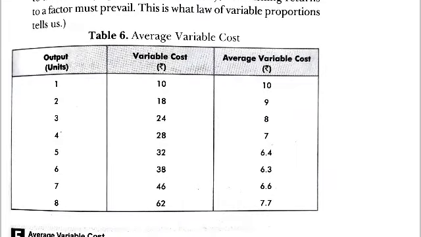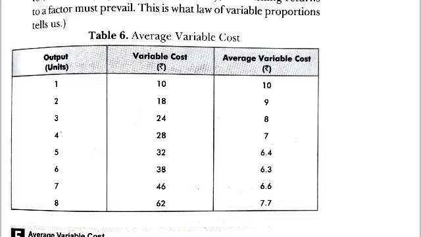Now you can see this in this table. When we are producing first unit of the output, variable cost is 10, average variable cost is also 10. 10 divided by 1 is equal to 10. When we are producing 2 units of the output, our total variable cost is 18. Average variable cost is equal to 18 divided by 2 is equal to 9. When we are producing 3 units of the output, our total variable cost is 24. Average variable cost is equal to 24 divided by 3 is equal to 8.